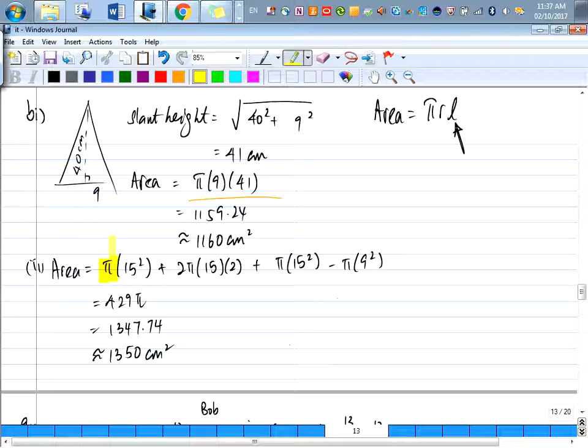So notice that I left my working, intermediate working, all in terms of pi, so that I do not need to press calculator. Estimate by cutting off the number of decimal places you want to use. Only at the last step, then I round off. This will ensure that you preserve the accuracy until the last step.